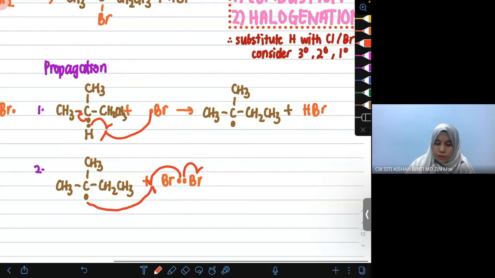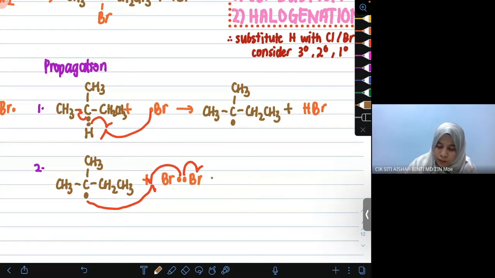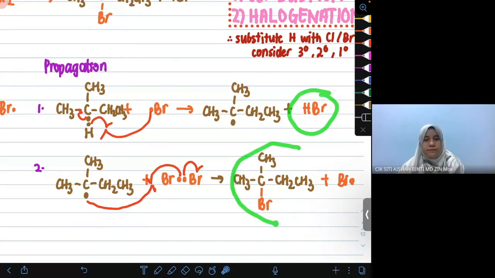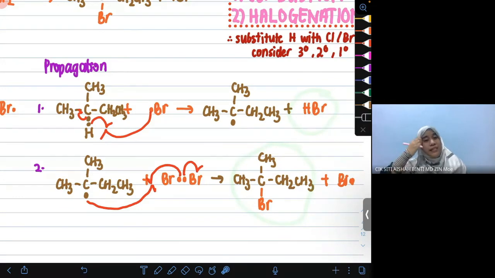Okay, so the product in this case is CH3, C, CH3, CH2, CH3, here plus Br dot. So from the propagation step, we will get our byproduct as well as the major product. So that is actually the propagation step. So that is its mechanism.